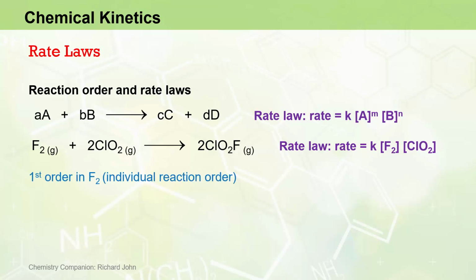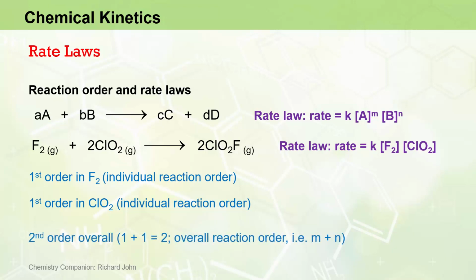The terminology we use is to say that this reaction is first order with respect to F2, or first order in F2. And this is an individual reaction order for a reactant. The reaction is also first order in the other reactant, ClO2. The overall reaction order for this particular reaction is second order, given by the sum of the individual orders for each of the reactants involved. In the general case, the overall reaction order is equal to m plus n.